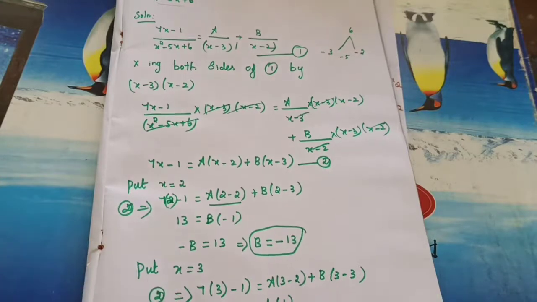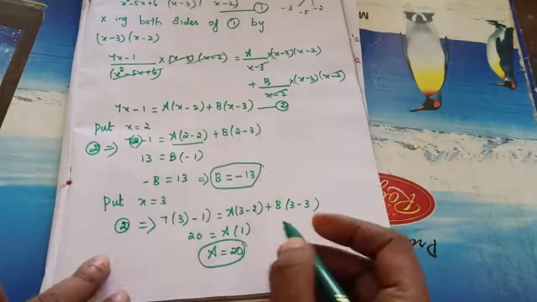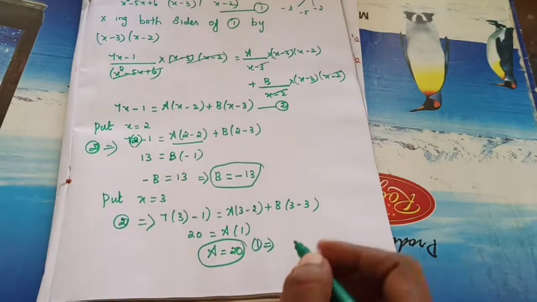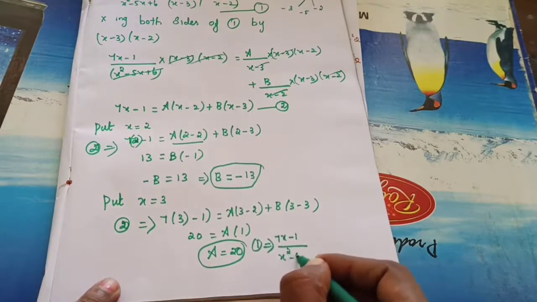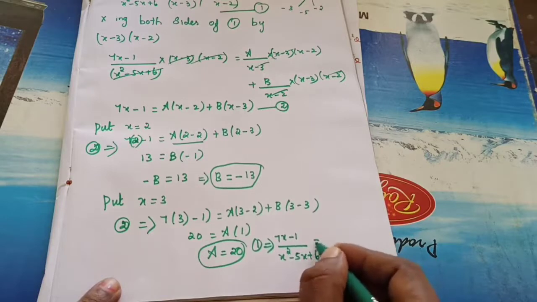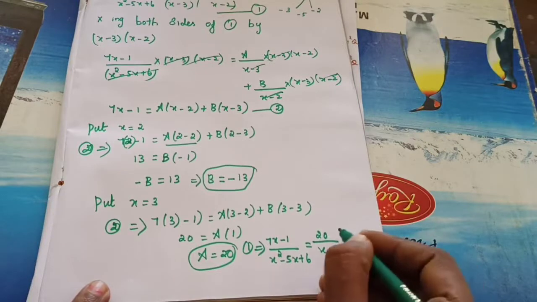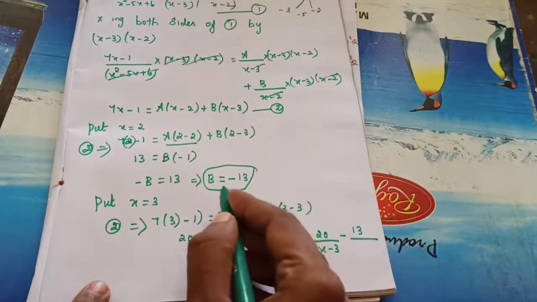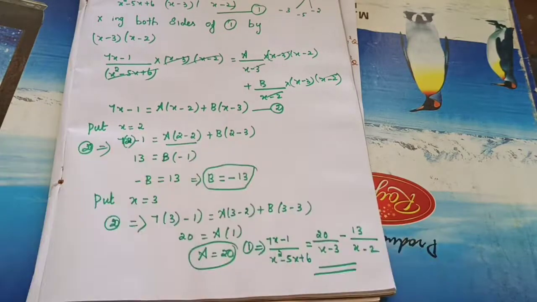So no problem, we stopped here. But in this question they asked you to resolve into partial fractions. So in equation number 1 you need to substitute. Equation number 1 implies (7x minus 1) divided by (x square minus 5x plus 6) is equal to, what's the a value? 20 divided by (x minus 3), minus or plus? Minus, is it right? Minus 13 divided by b value, so minus 13 divided by (x minus 2). This is the required answer. Got it? Very easy, is it right?